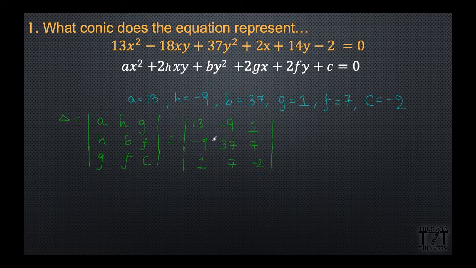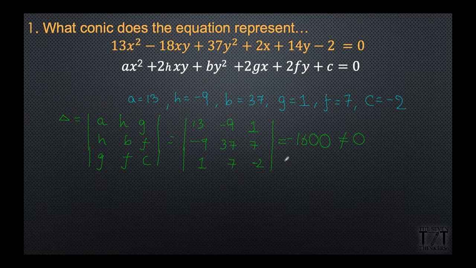By solving this determinant, the value will be equal to 1600 with a negative sign. So the value of the discriminant is minus 1600, which is not equal to 0. Therefore, this conic is a non-degenerate conic.